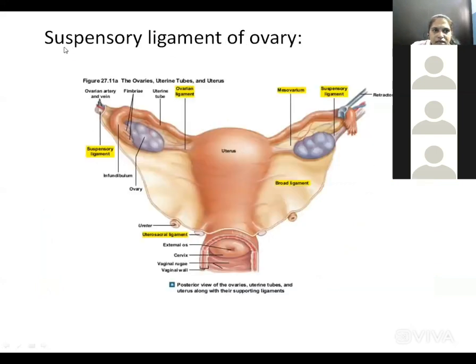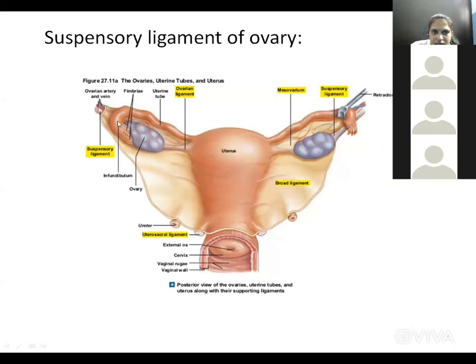Now the next concept is the suspensory ligament of the ovary. Now this is a broad ligament. Okay, this is the uterine tube. These are the fimbriae of the uterine tube, and this is the ovary. Now this broad ligament in the lateral part, over here, is attached to the tubal pole of the ovary as well as to the fimbriae of the uterine tube, and laterally it is extending up to the external iliac vessels. So this much fold of the broad ligament is called the suspensory ligament of the ovary.